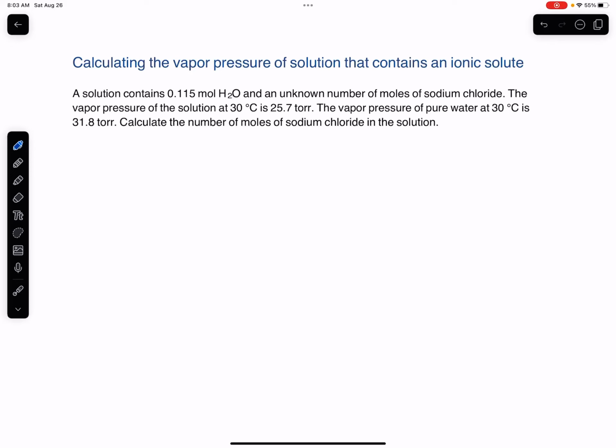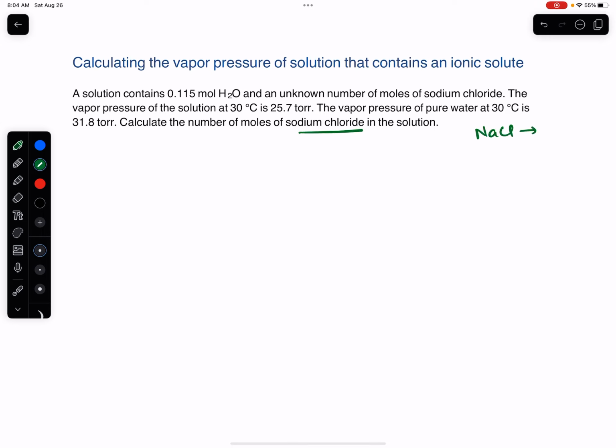So in this problem, we have to calculate the vapor pressure. We're actually not calculating the vapor pressure of the solution, but we have an ionic solute. We're going to be dealing with vapor pressure, and we have to calculate the number of moles of sodium chloride in the solution. Sodium chloride is the ionic solute.